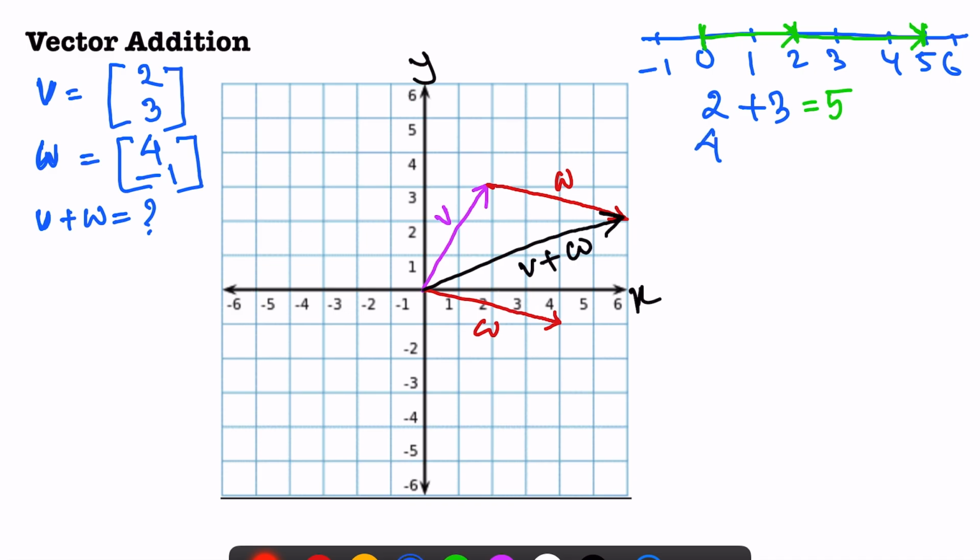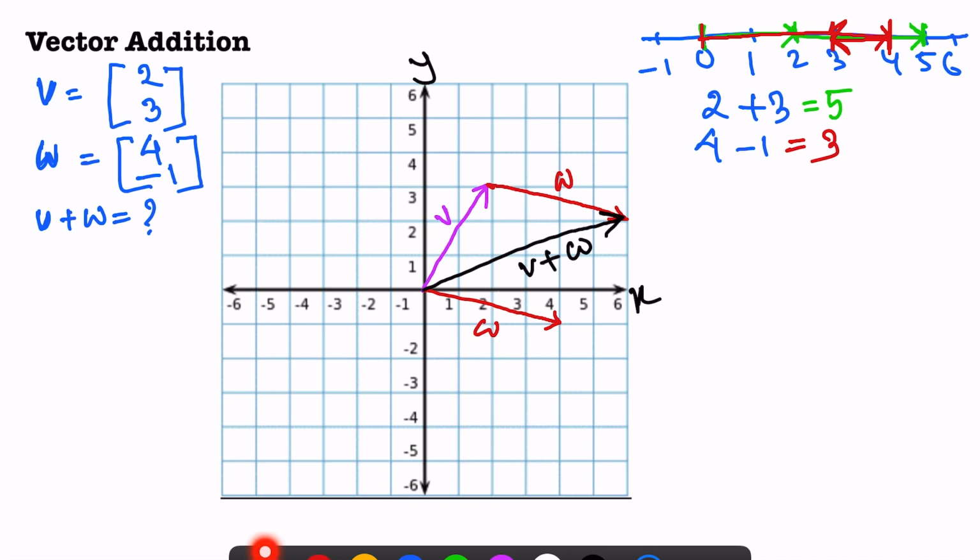Now what is 4 minus 1? For this one, we move from 0 in the positive direction 4 steps, and then from that place we move 1 step in the negative direction. Then we reach 3. So 4 minus 1 is 3. So we are doing the same thing for this vector addition.